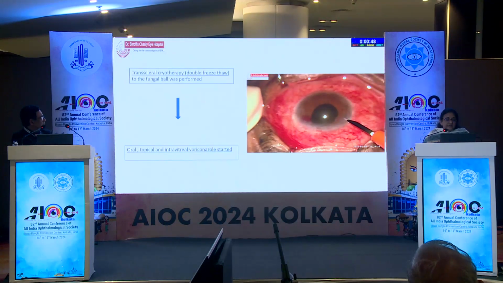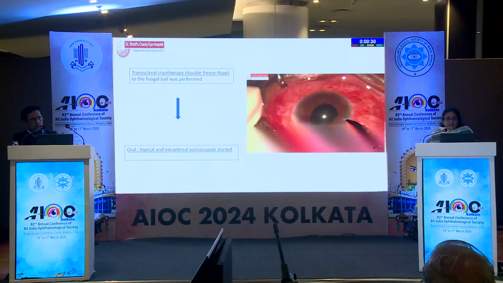And this is a more magnified view where you can beautifully appreciate the fungal ball behind the iris. So we knew that the vitrectomy and IOL removal had all gone to waste, and the patient was still having a persistent fungal infection behind the iris. So we decided to do a transscleral cryotherapy, a double freeze-thaw to the fungal ball, and oral, topical, and intravitreal voriconazole were again restarted for this patient.